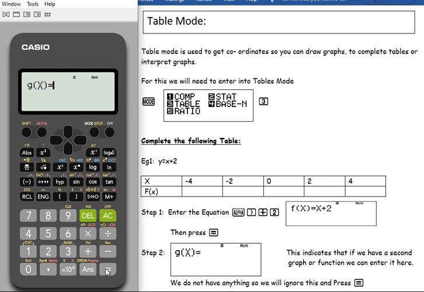Step number 2. A g of x comes up. What is a g of x indicating to us here? This indicates that if we have a second graph or if a second function was given to me, I could enter it at this point. If I don't have a second function or a second graph given to me, I am going to purely ignore it by pressing equals.